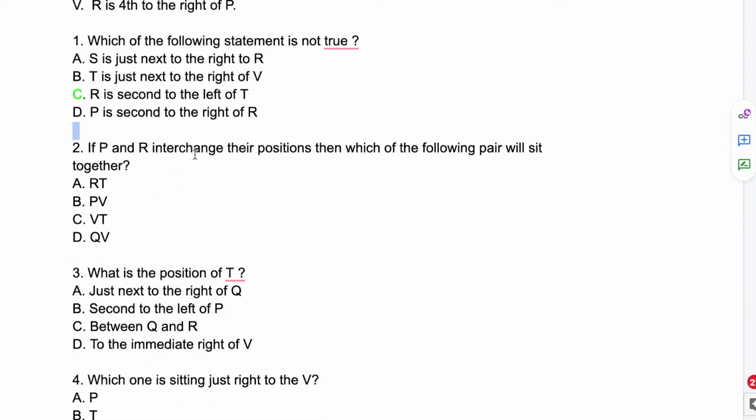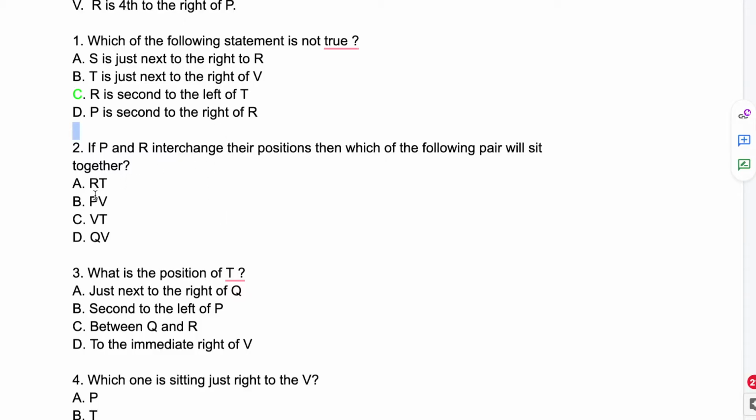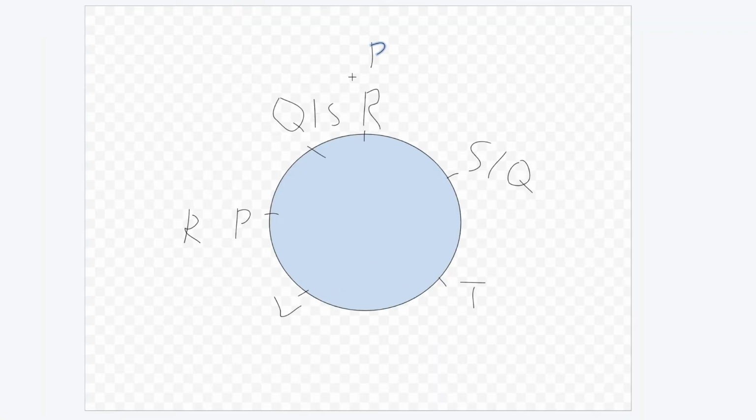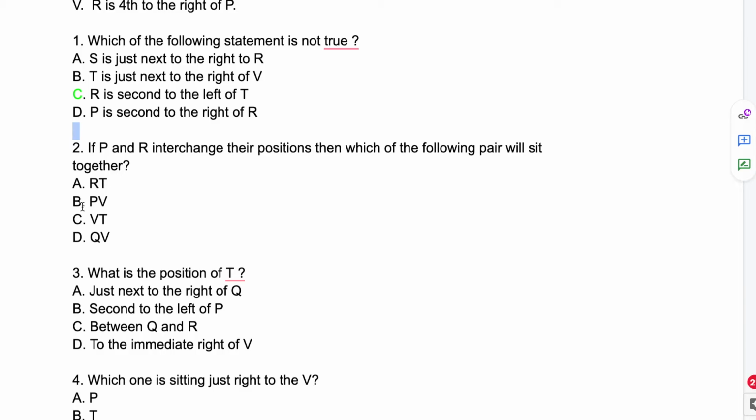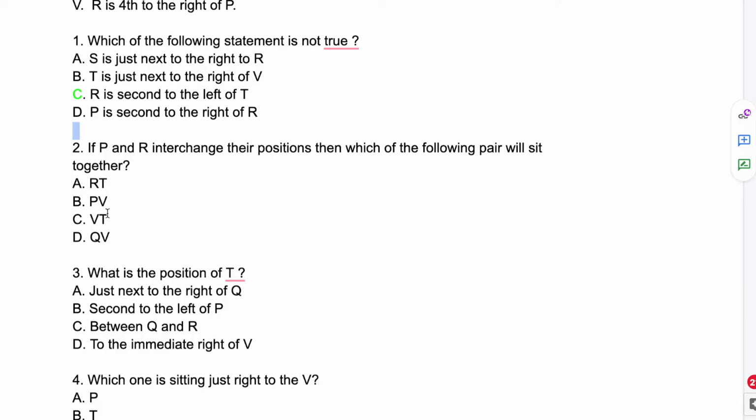Now for question 2. If P and R interchange their positions, then which of the following pairs will sit together? So P is here, R is here, but they're telling us to interchange the positions, which means that now R is here and P is here. Which one of the following pairs will sit together? A: RT. Does RT sit together? R and T, they do not sit together, so A is not correct. B: PV. Do P and V sit together? Well, now they don't, so that's not the correct answer.